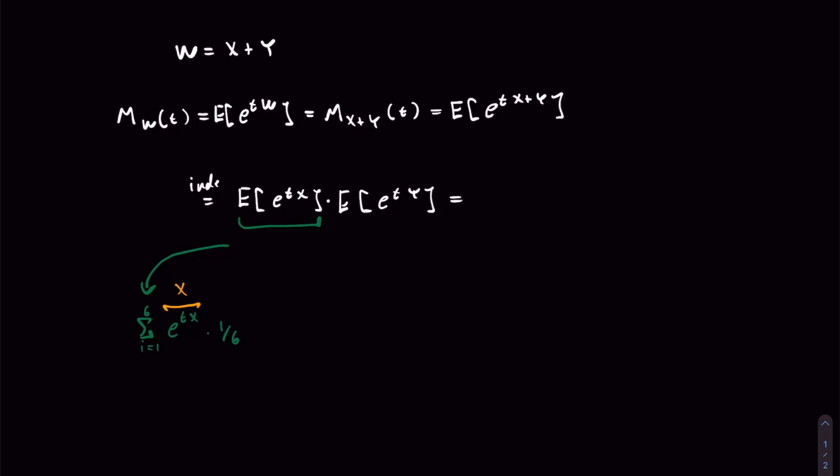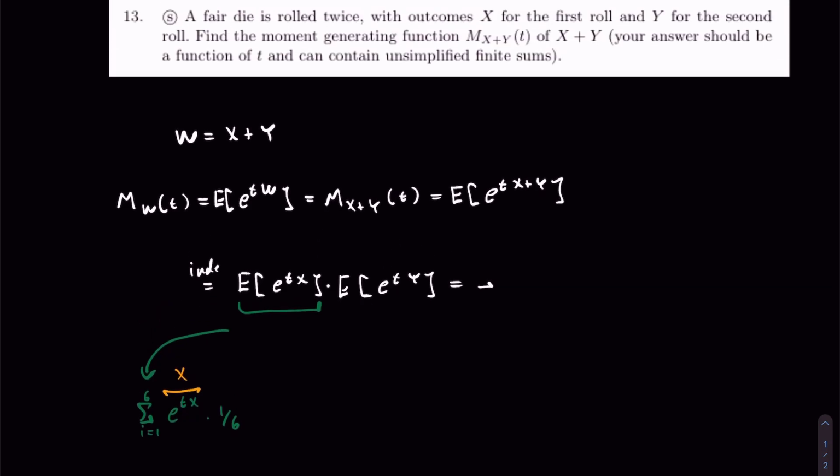Continuing on, and this is in fact the expectation. We are also allowed to write this as an unsimplified finite sum form. So we're not going to do anything else with this. We're just going to write it out as we wrote it there below, and we have now two of these expectations. So the MGF of the sum, which is w, is in fact this term here.